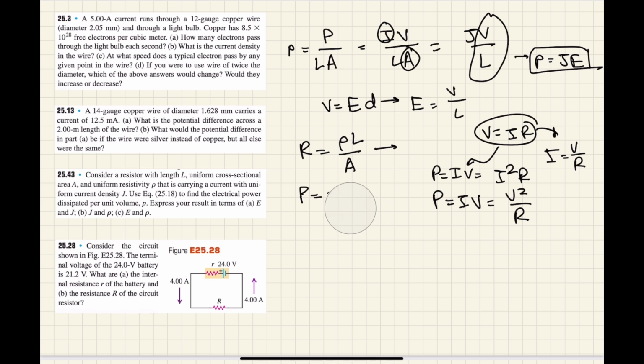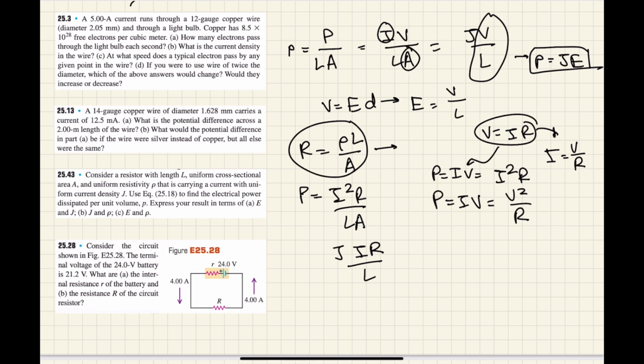And I misread. It's not IR squared, it's I squared R. So the I squared R over LA, and we know that I over A is J. So it's J times I R over L. We know, let's see, we know R is equal to rho L over A.